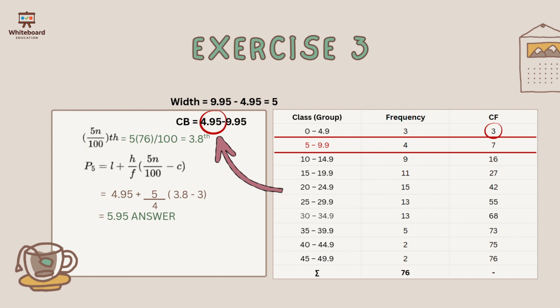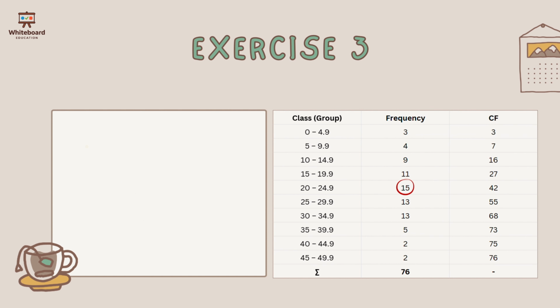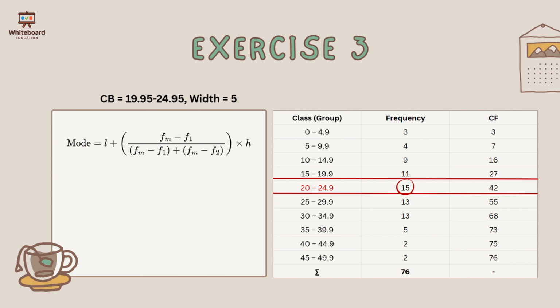Now, for the mode, we first find the class with the highest frequency. Here it is frequency 15. Apply the mode for grouped data formula. We know the class boundary and the width h, thus we just place in the values. L is the lower class boundary 19.95.